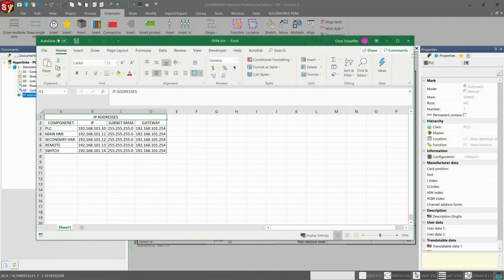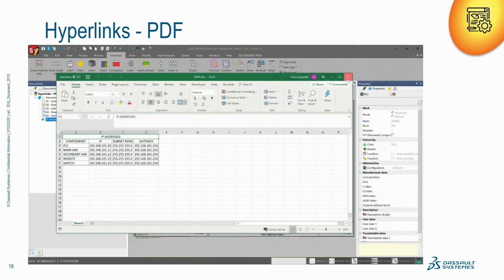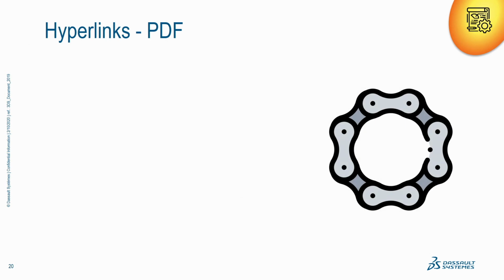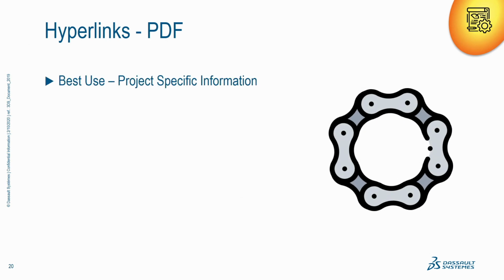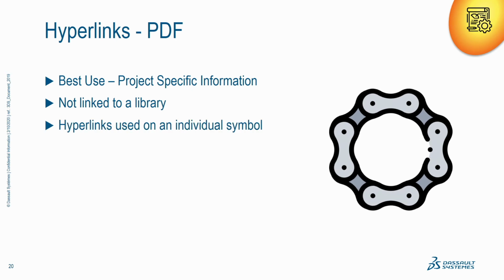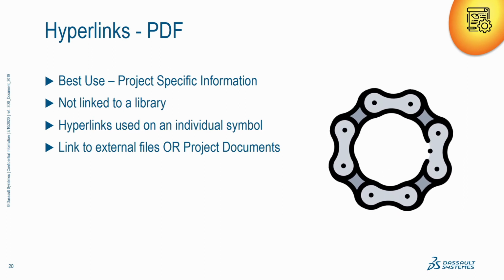All right, this is important. I think these types of features in SolidWorks Electrical are often overlooked, but I think the ability to add all of the data is really, really important. So the best use for this is project-specific information, things that are only for the project that you're working on. It's not linked to a library. It's just in your project. They can be used on an individual symbol. They can be linked to external files or project documents.